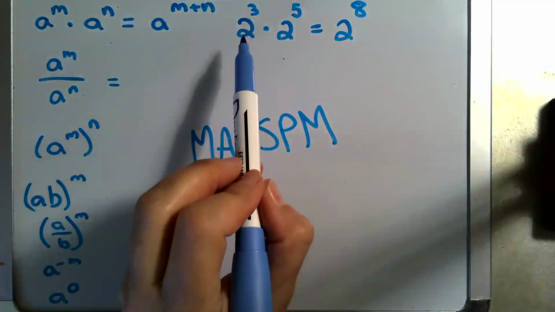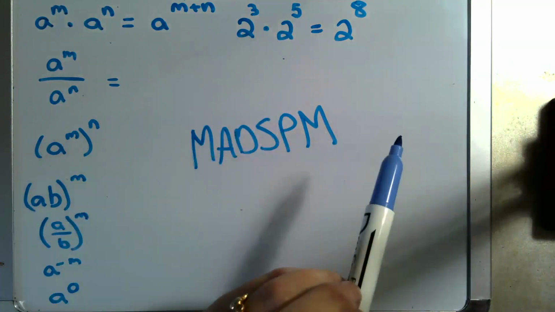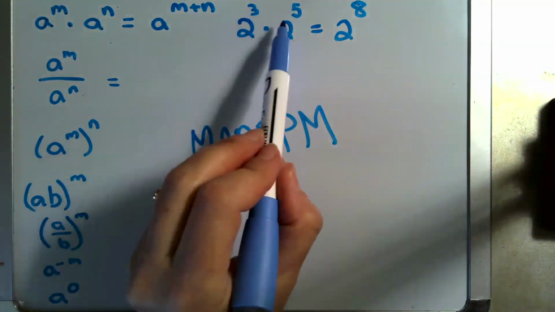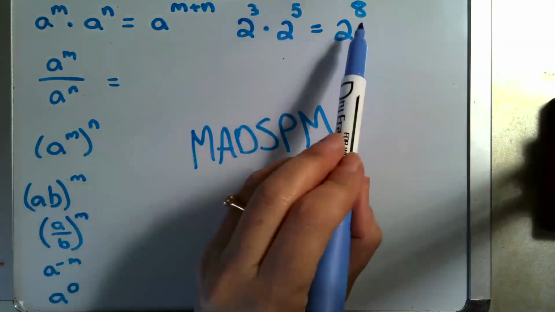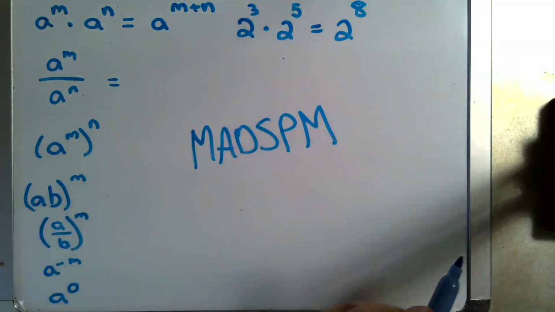One thing I want you to notice, you do not change your base. That stays the same. And you're taking your exponents and you're not multiplying them, but rather when you multiply, you are adding your exponents. Okay, next problem.